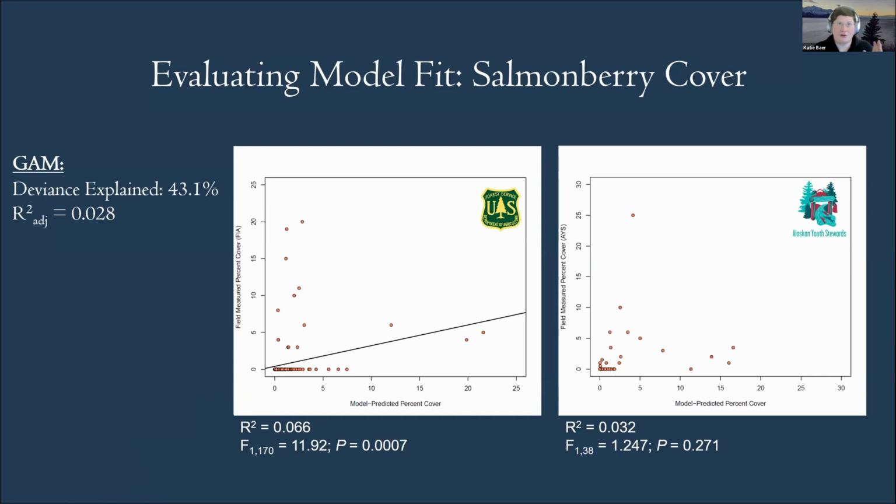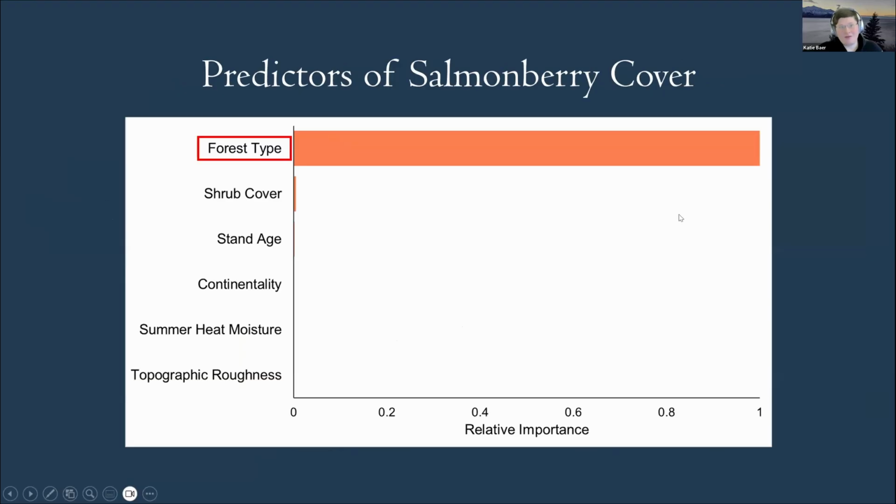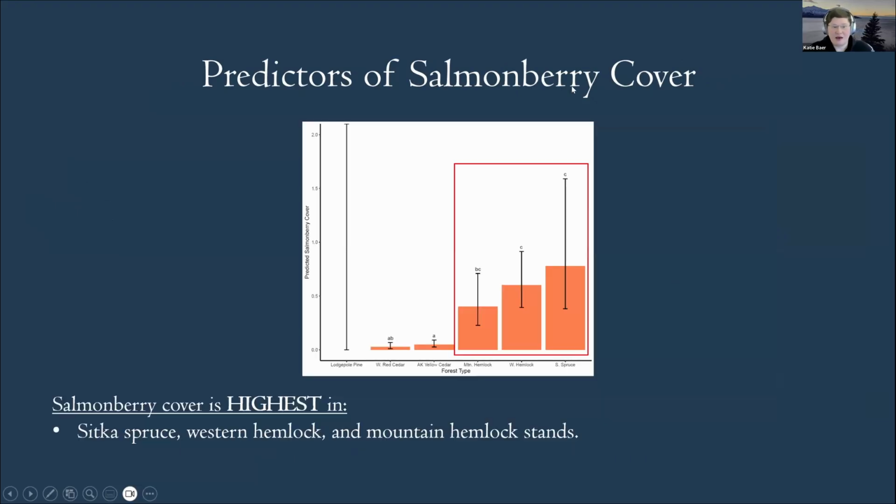So all this indicates is that there are probably variables that could be included in these models to improve them. My guess is probably something to do with disturbance, as salmonberry tends to be associated with disturbance, but that wasn't included in the model, so that may account for some of the reason why this isn't a great fit. Far and away, again, forest type is a really important predictor for salmonberry cover, and if we look at that relationship, it tends to be highest in hemlock and Sitka spruce stands. Sitka spruce makes a lot of sense because it also tends to be associated with disturbance. So that kind of passes the dummy check there.